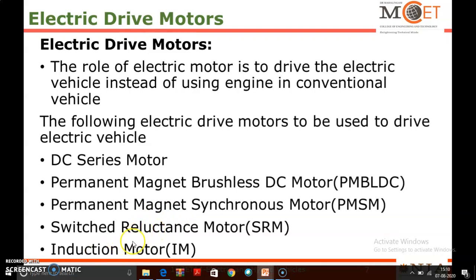Next one is the induction type motor. Basically it is a low starting torque motor only, but by varying the input level of voltage and the input level of frequency, this induction type motor can have a high starting torque at the beginning stage. So this is the idea you must know about the roles and responsibilities of power electronic converter systems as well as the electric drive motors in electric vehicles.